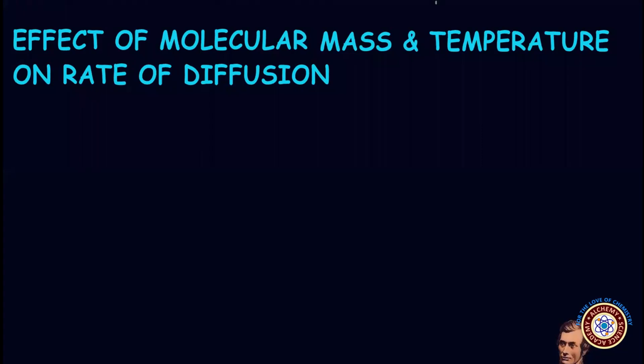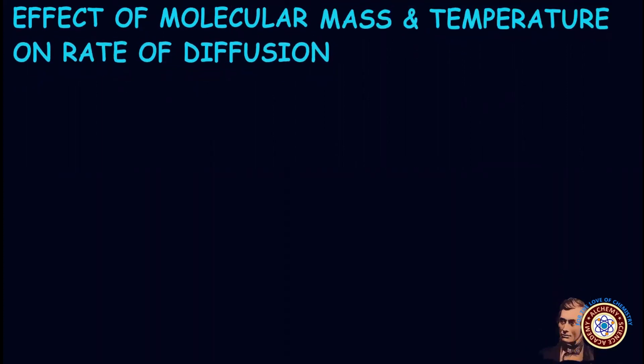Hi there, this video is about the effect of molecular mass of gas and temperature on the rate of diffusion of gases. Molecular mass and temperature are the major factors which affect the rate of diffusion of gases. So in order to explain these factors one by one, let us start.